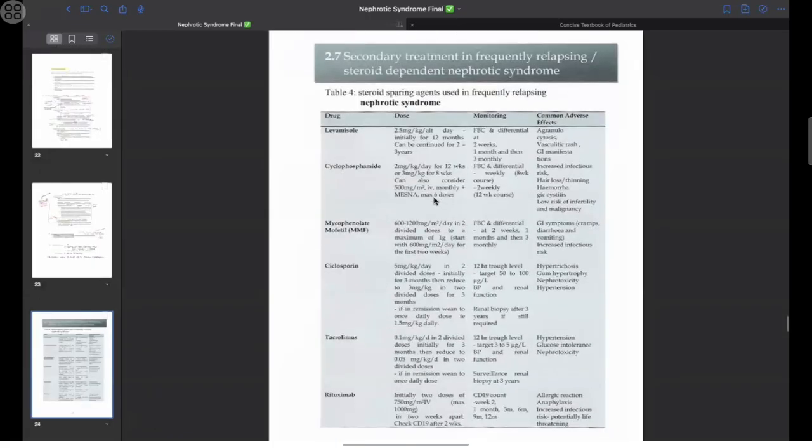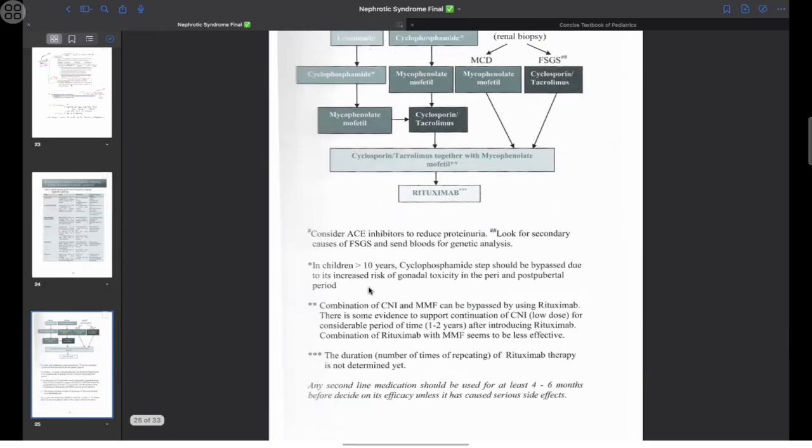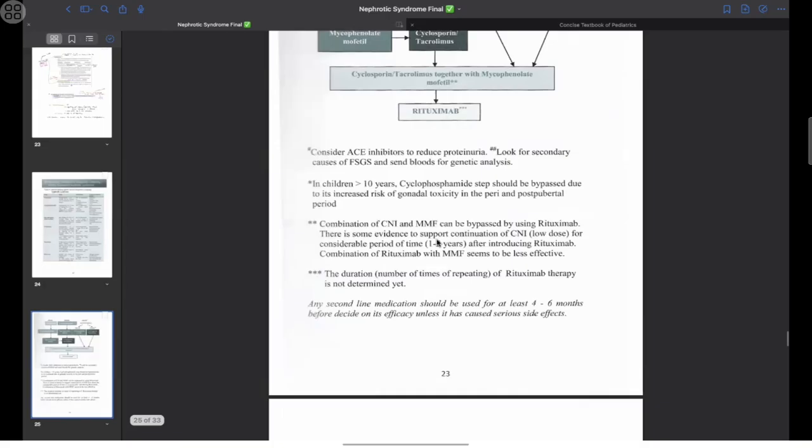No need to know exactly how to start. I don't think they will ask this. Okay, you don't need to know. Just know the second-line agents, and that to start the second-line agents is usually the consultant's decision.